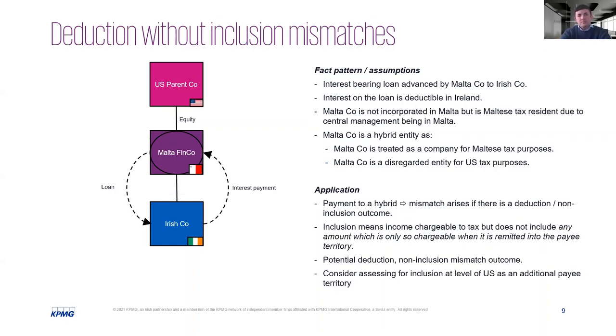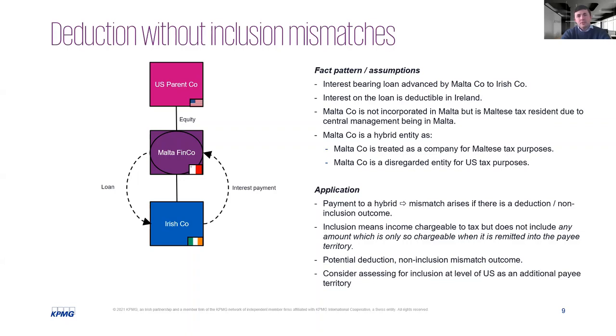Great. So if we move on to our next example, it looks very similar, but there is a subtle difference here. In this case, we have the same fact pattern, and the Maltese company is a hybrid entity because it's made a check-the-box election for US purposes, but it's also not incorporated in Malta. And so the income that the Maltese company receives is only taxable on a remittance basis. So that touches on the point that Gareth made previously. As a result, we have a potential hybrid mismatch outcome here.